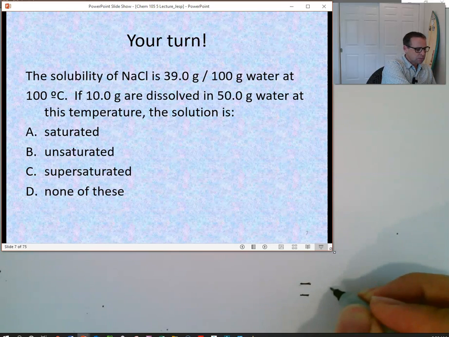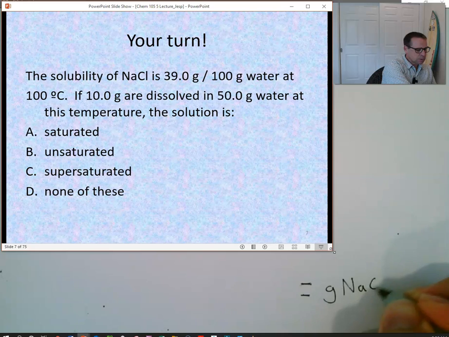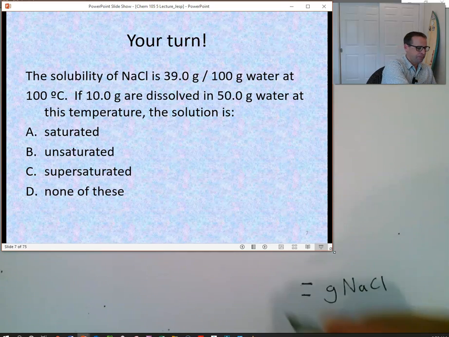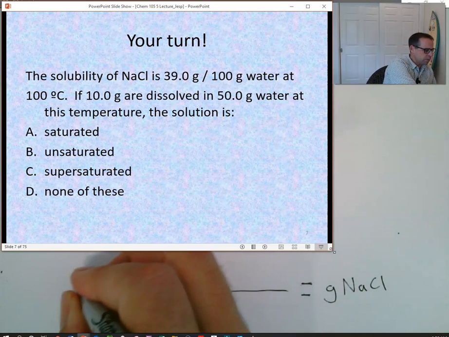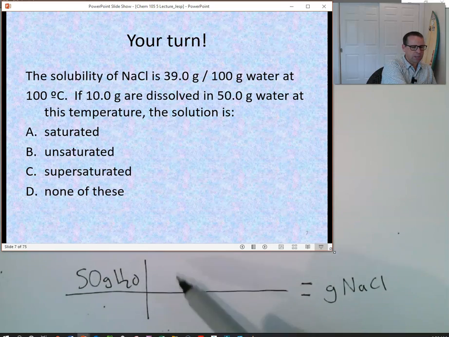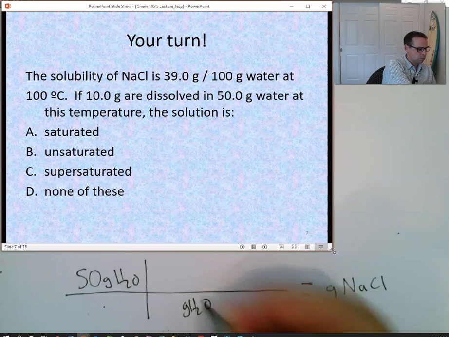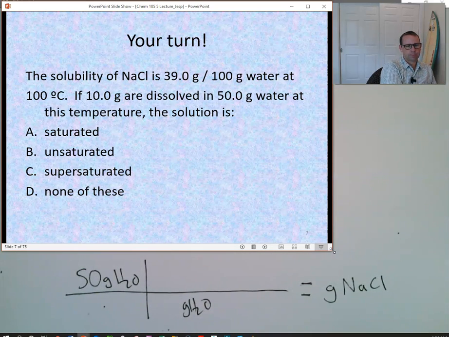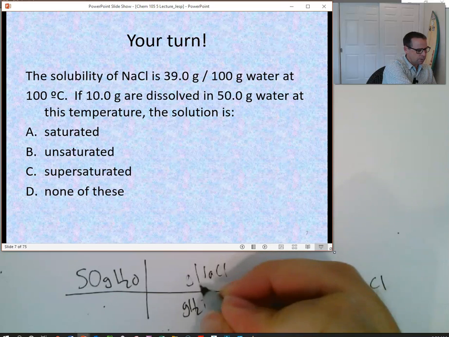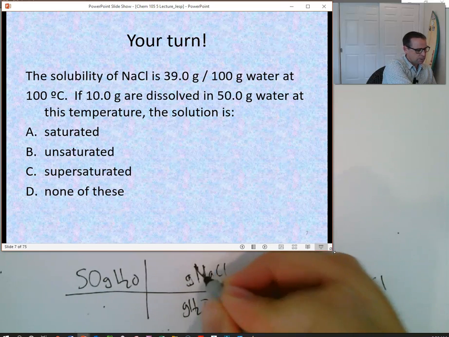Could we go like this? Grams of sodium chloride, because that's what we really want to know, is how many grams of sodium chloride we can dissolve in 50 grams of water. Isn't that true? Yeah. So how many grams of sodium chloride can we dissolve if we have 50 grams of water? What conversion factor do we have? Put water bottom right. Okay. And then we put sodium chloride, grams of sodium chloride. Very good. Do we have any numbers that relate those two together?